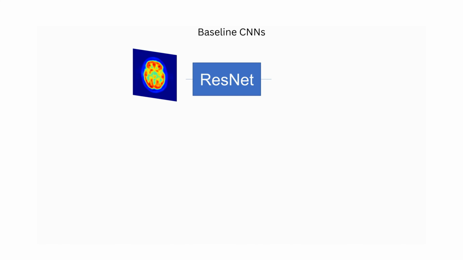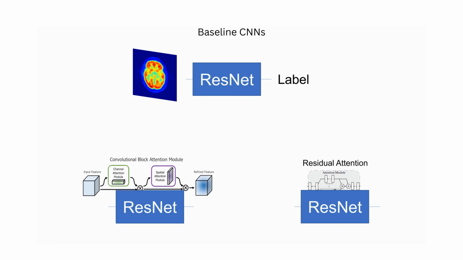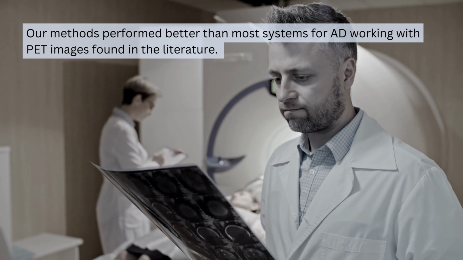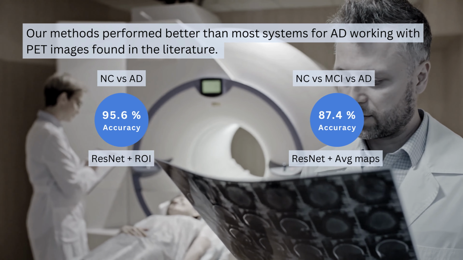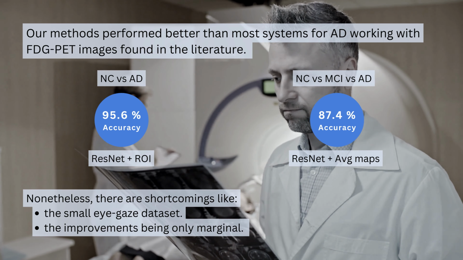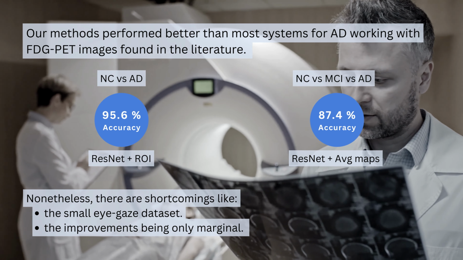Finally, for comparative purposes, the first baseline is defined, which is a standard ResNet, and the second baseline is composed of a ResNet with two traditional attention mechanisms. Our methods perform better than most systems for Alzheimer's disease working with PET images found in the literature. Nonetheless, there are shortcomings like the small eye gaze dataset and the improvements being only marginal.